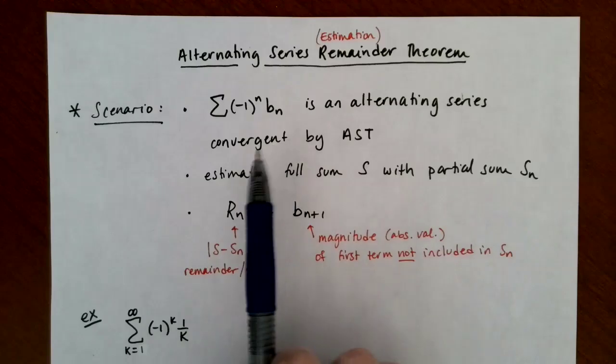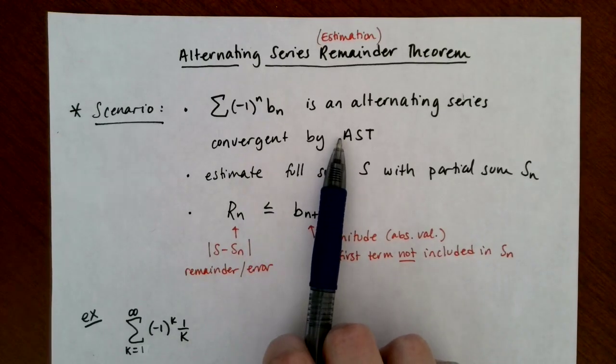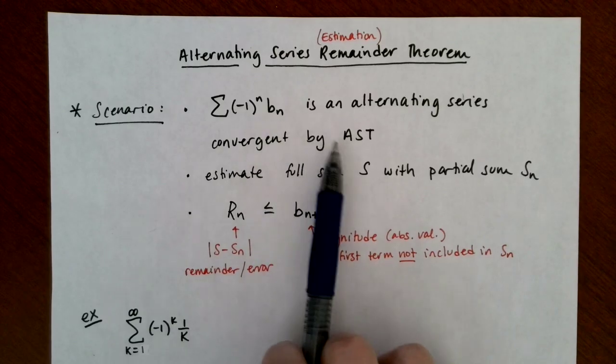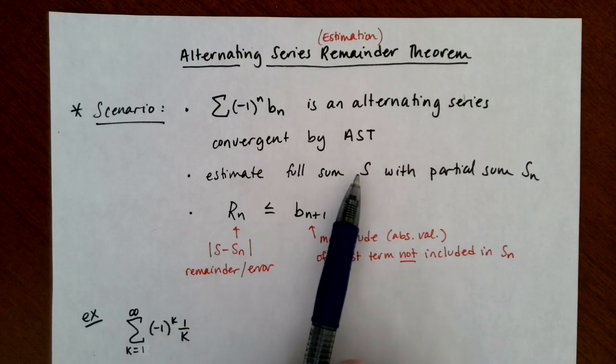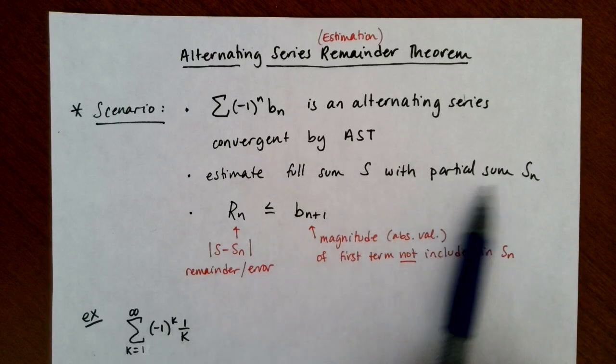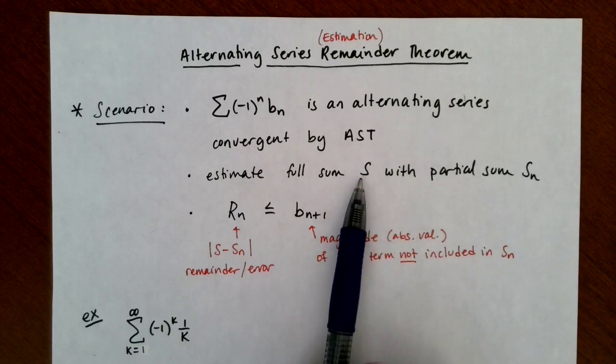And you would only use this theorem if that series is convergent using the alternating series theorem. So it's something that's definitely already convergent. And then we know that if you have a convergent series, you would want to estimate the value of the entire series, the full sum, using some sort of partial sum. So Sn approximates the full sum S.